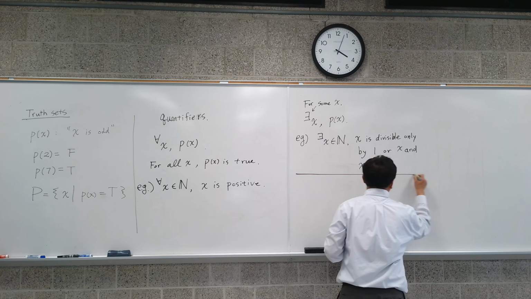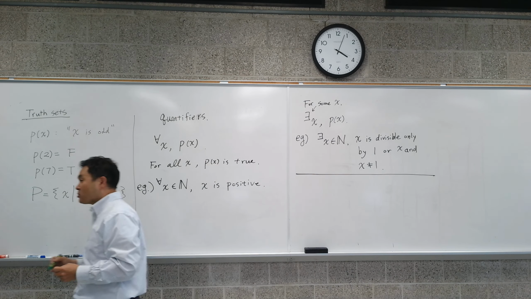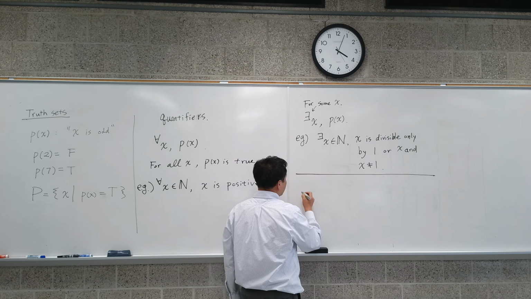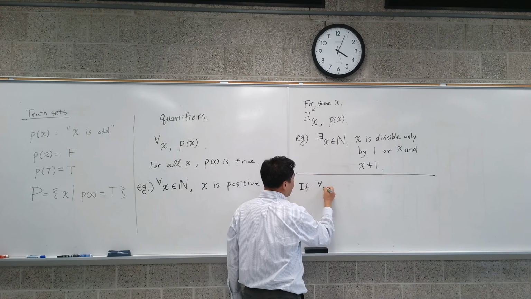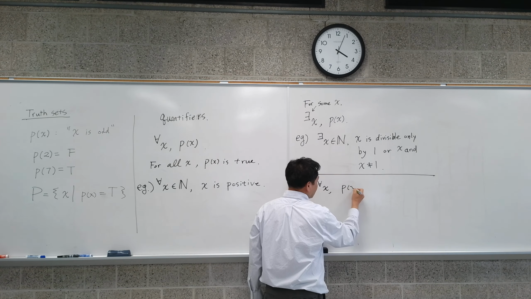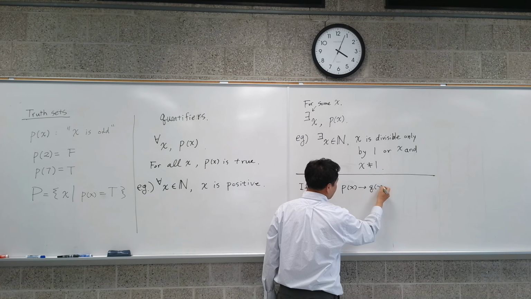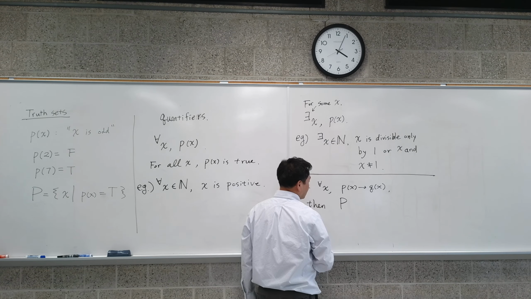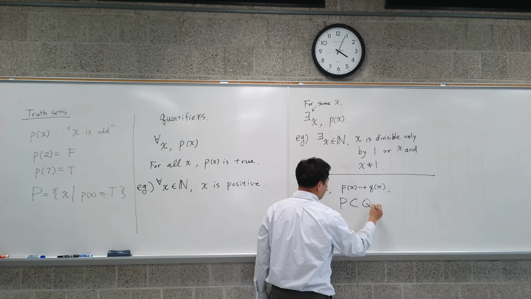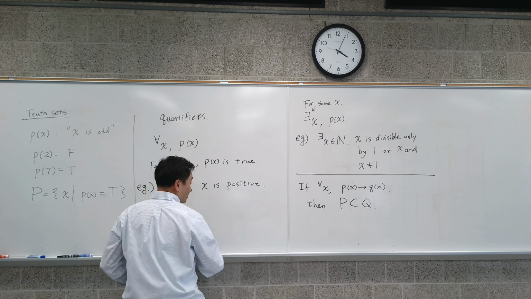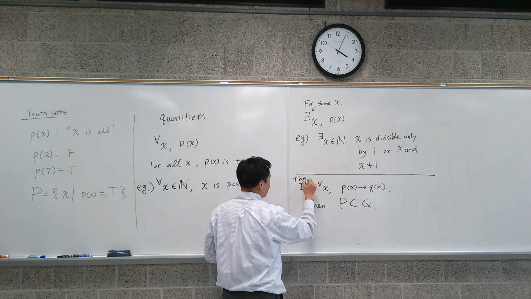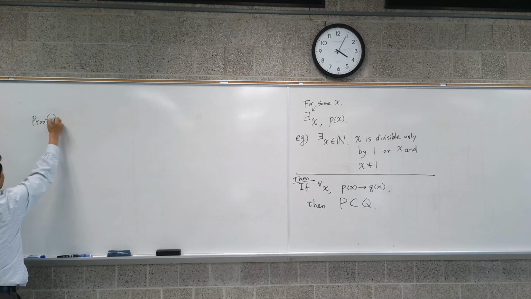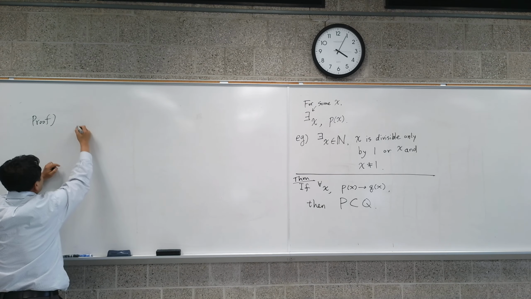Now, here's an important observation. If for all x, P(x) implies Q(x), then P is a subset of Q. Okay, so let's call this a theorem. And proof. Well, what does that mean?